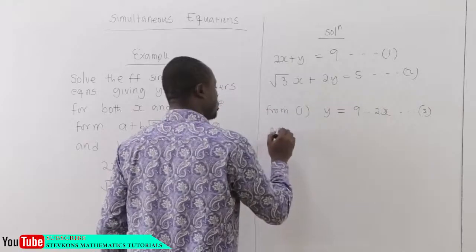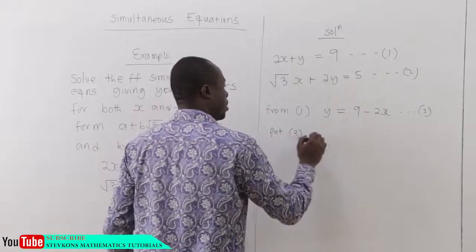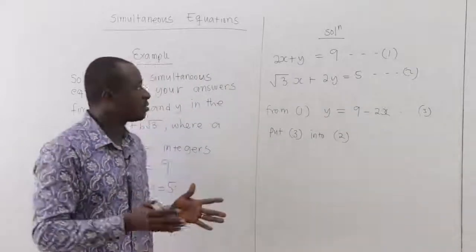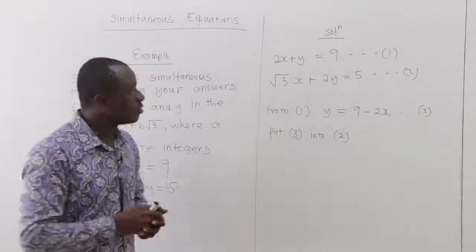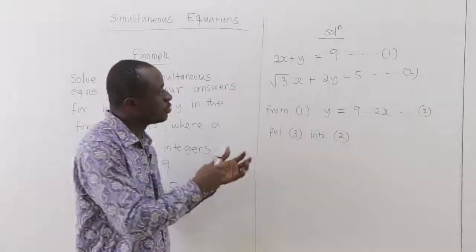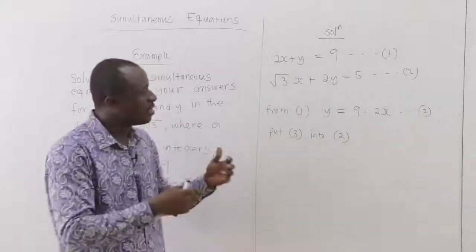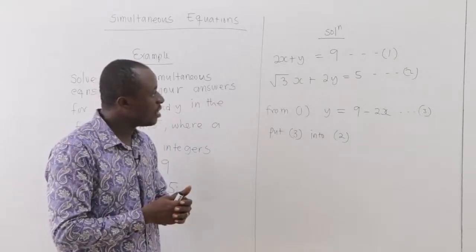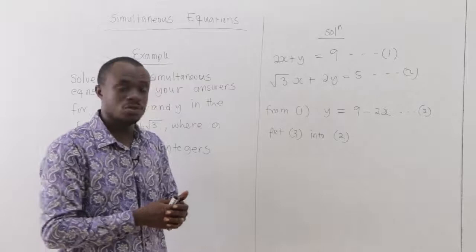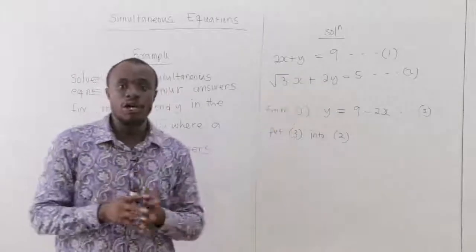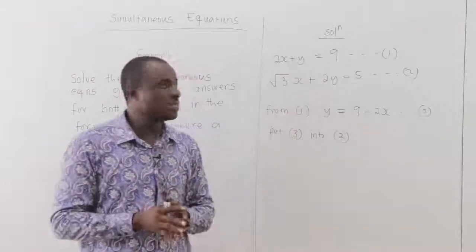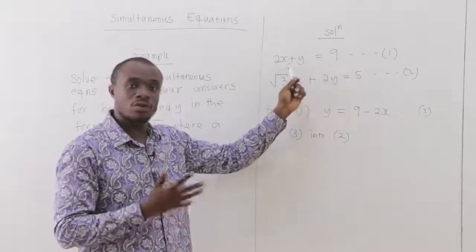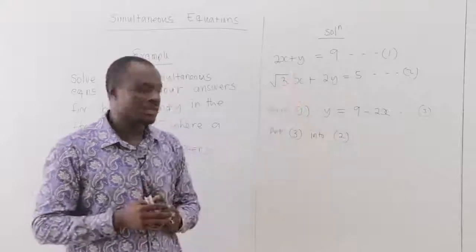So we substitute, or we put 3 into 2. Why? We have 3 from 1, so you substitute into 2. Assume we had the 3 from 2, then we substitute into 1. But here, the 3 we had from 1, so we substitute it into 2. Now, x and y, which of the variables do we make the subject? If you make x the subject, you get 9 minus y over 2. That would be quite complex. So making y the subject is better.